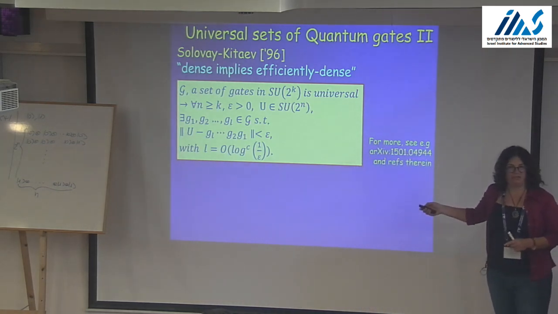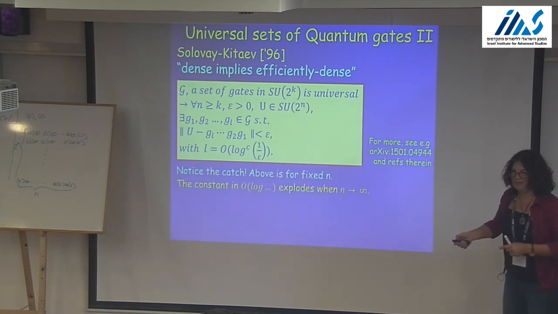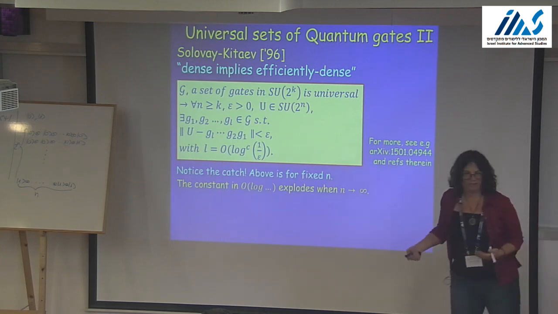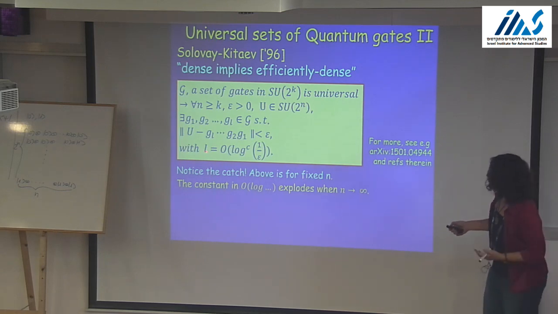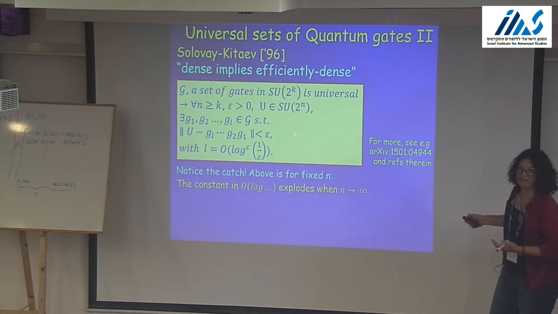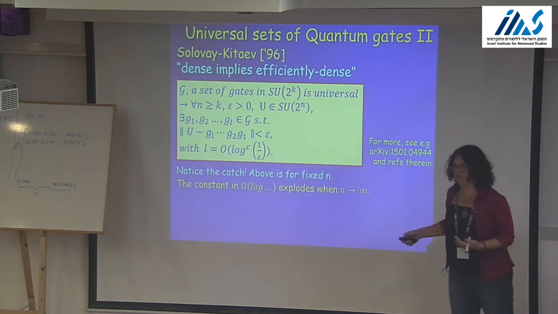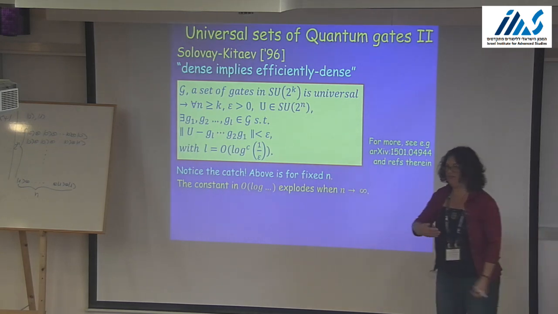This looks too good to be true, right? It seems as if you can approximate any matrix to epsilon logarithmically in 1 over epsilon. Of course, there's something hidden here. The hidden thing, notice the catch, is that this is true for any fixed n. But if you vary n, we have to look at how the constants in this O depend on n. And these constants depend very strongly on n. The constant in O will grow exponentially with n. Okay? So we can relax. We cannot approximate any unitary so fast.